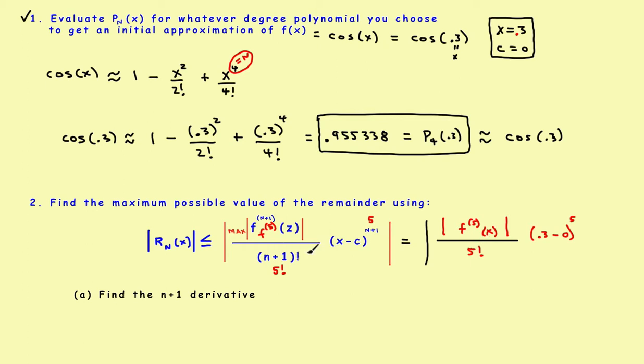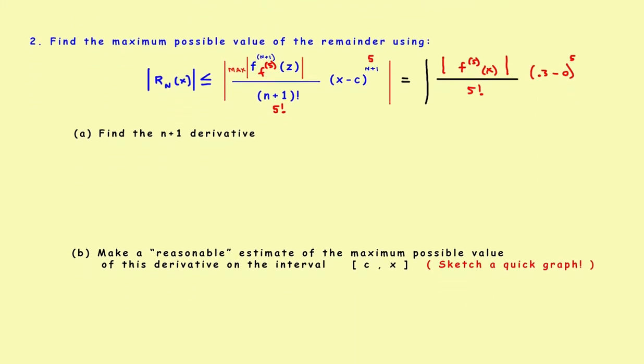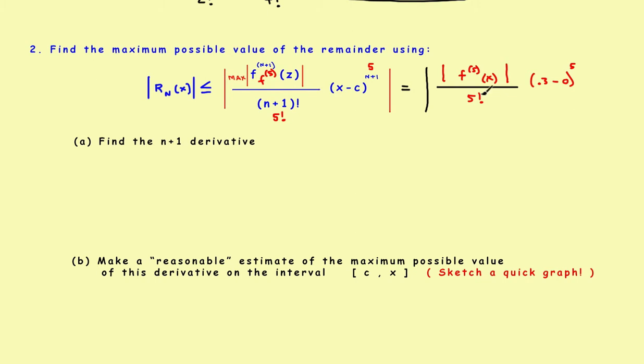So you know this part's pretty easy. The next step is you're going to need the fifth derivative. So that brings you to the next step in the process. Since you need the fifth derivative, the next thing is to find the n plus 1 derivative, which is the fifth derivative. To do that, it's just a matter of patience. Your initial function was f of x is equal to the cosine of x. So just run through all your derivatives until you get this.